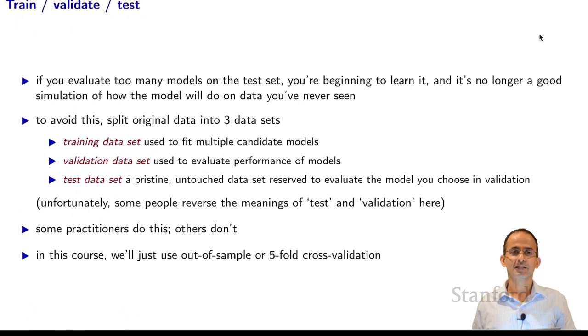This, of course, is a little bit more honest. Some people will say that it's taking it to extremes. And this really depends on how much leakage of information there is from your test set into your training set, from your validation set into your training set. Now, some practitioners do this, others do not. Also, the names of test and validation are not really well settled. Some people reverse the terminology and refer to the pristine set as the validation set and the test set as the thing that's used to evaluate the performance of models. In this course, we won't go to this extreme. We'll simply use one test set and one validation set. And we'll use out-of-sample or five-fold cross-validation.